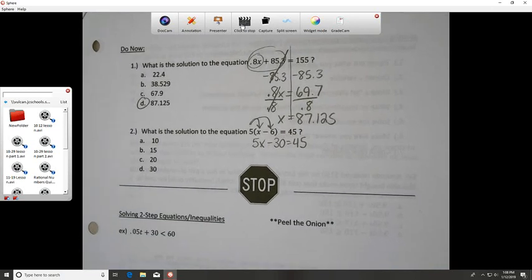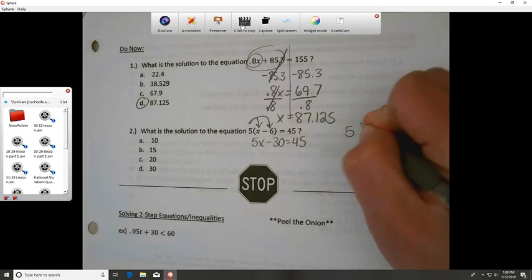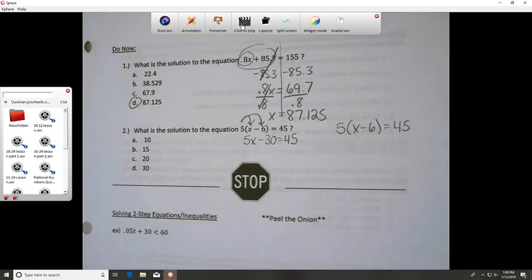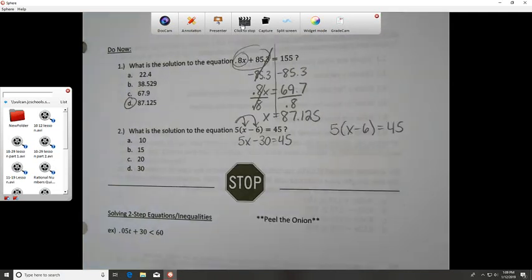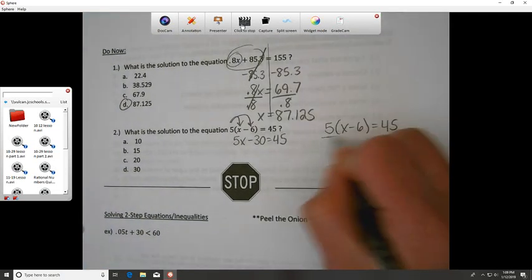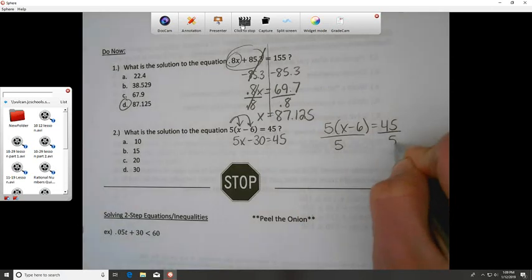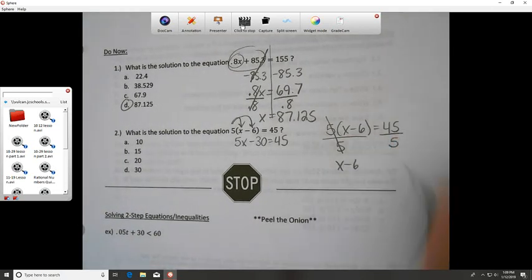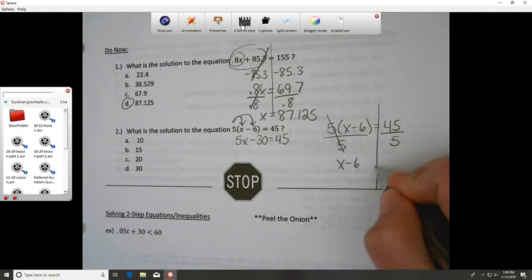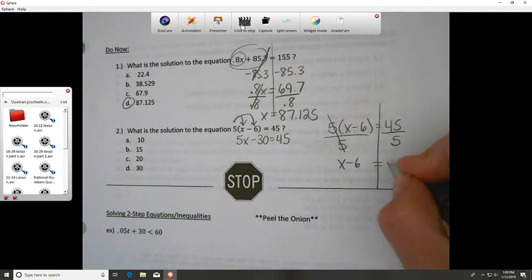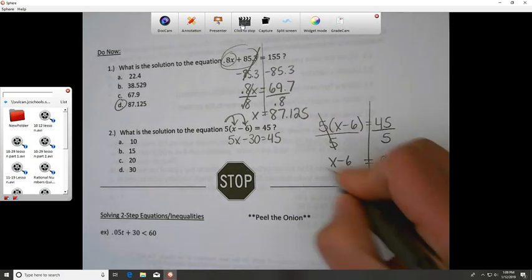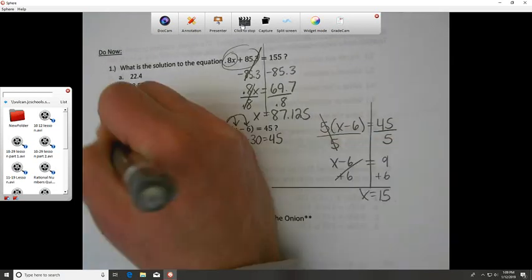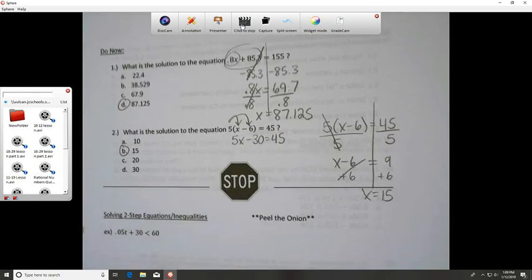The other method we talked about was if we have something like this, and we remember that the distributive property is really just multiplication. The opposite of multiplication is division, so I could divide both sides of this equation by 5. The 5s would cancel out. I'd be left with x minus 6 on this side, and then 45 divided by 5 is 9, and then I would just have to add 6 to both sides, so x would be 15. Either way you do it, you should still get the same answer.